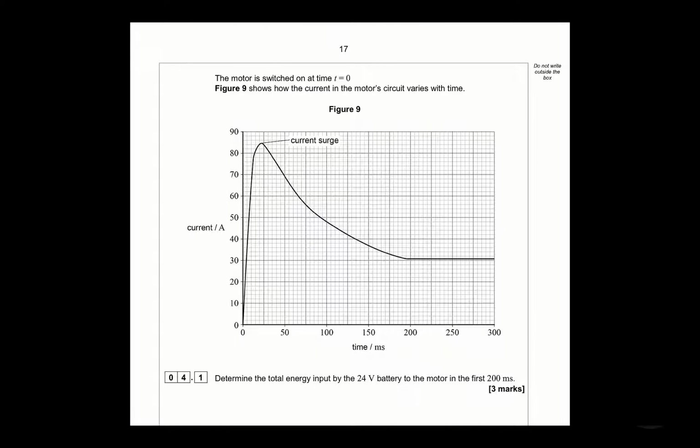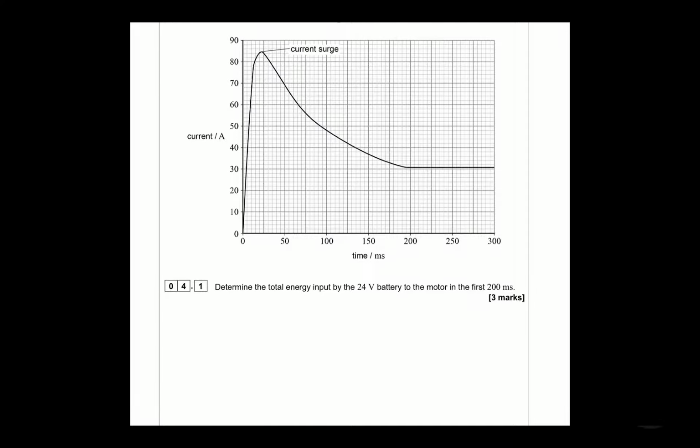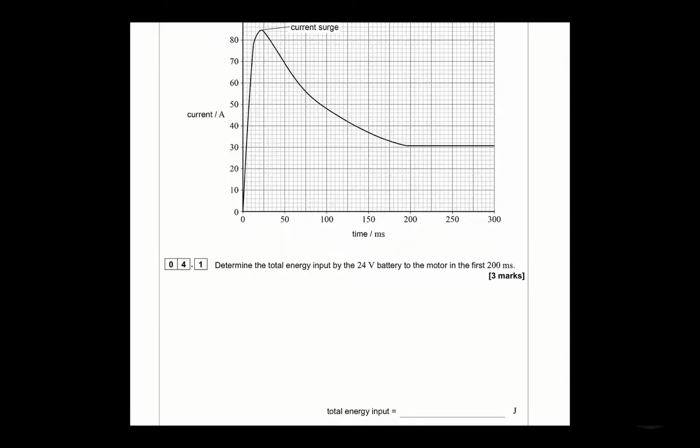The motor is shown, it's switched on at time t equals 0. Determine the total energy input by the 24-volt battery in the first 200 milliseconds. So, we're going to make one assumption. We're going to make the assumption that it's 24 volts the whole time.